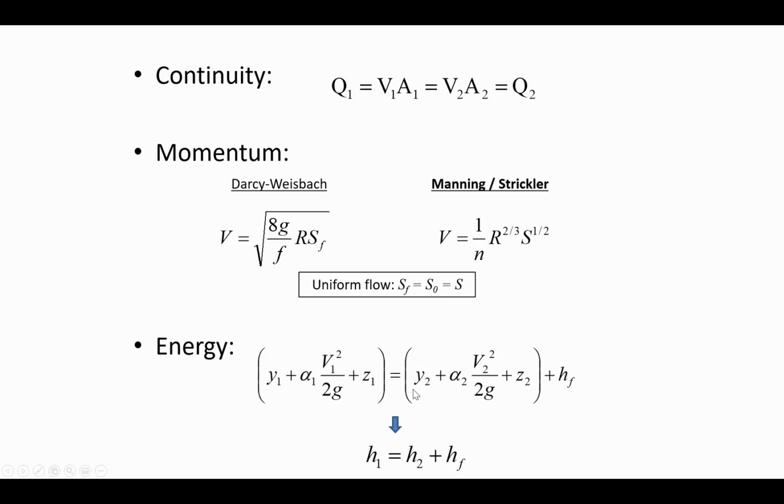The energy equation we've already talked about, and what it all boils down to basically is the head at location 1 is equal to the head at 2 plus the losses. So the head at 2 is going to be less than the head at 1 because of the losses that occur. And when you have uniform flow that's steady, the head losses are equal to the elevation difference between 1 and 2.